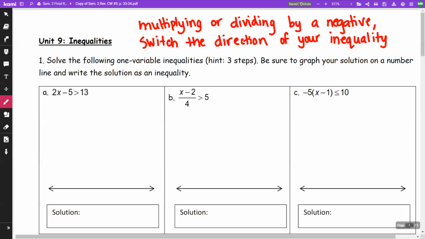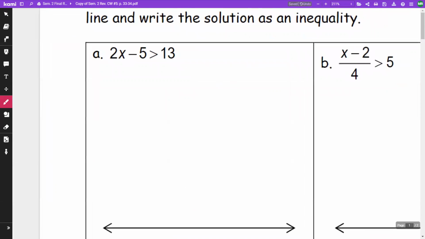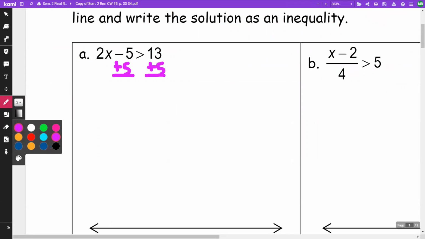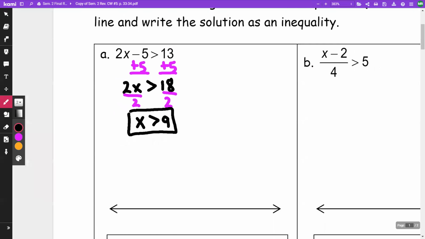So on this first one here, I am going to add 5 to both sides. I am going to end up with 2x still greater than 18. I'm going to divide by 2. And since I'm dividing by a positive 2, my inequality is going to remain the same direction. And my answer is going to be x is greater than 9.